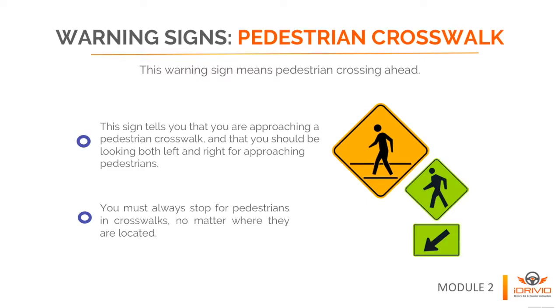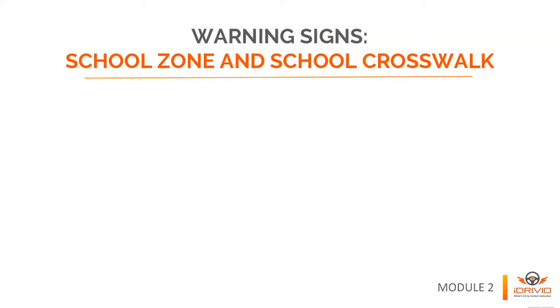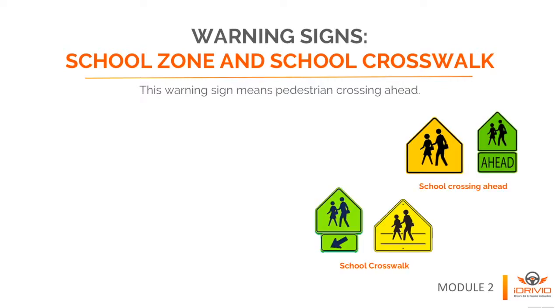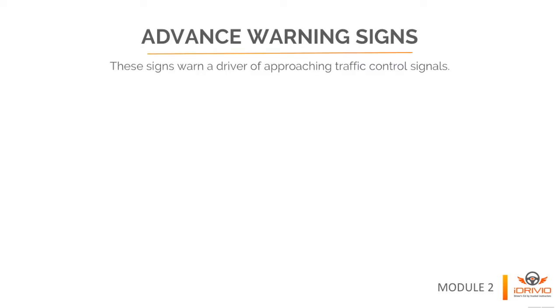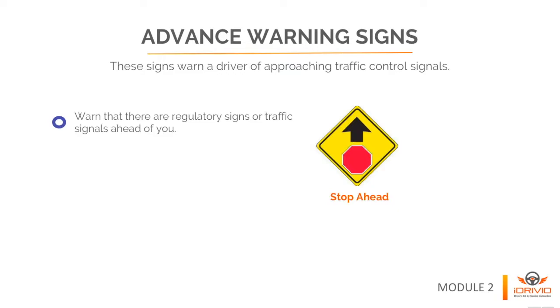School zone signs let you know that you are approaching a school. School zones have their own specific pedestrian crosswalk signs and their own regulatory speed limit signs indicating a reduced speed limit. That speed limit applies on school days when students are present. Advance warning signs. These signs warn a driver of approaching traffic control signals. Stop ahead signs warn that there are regulatory signs or traffic signals ahead of you.